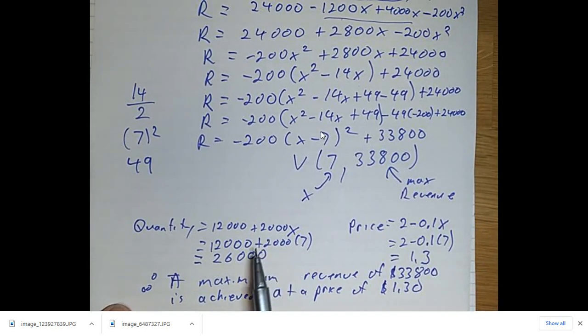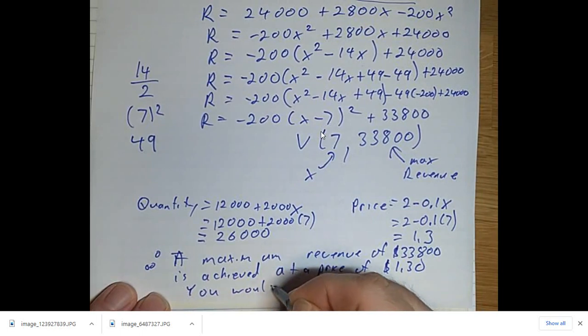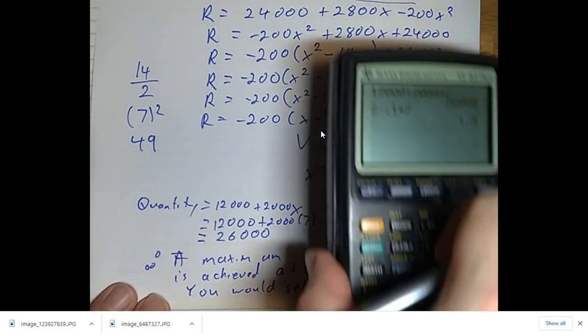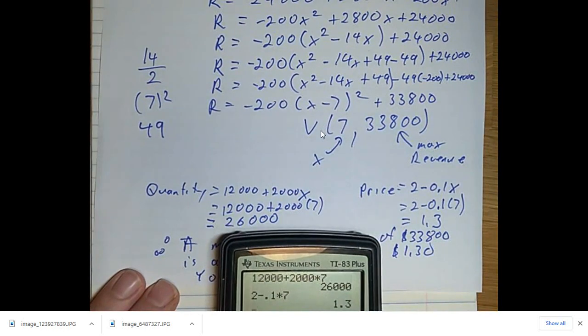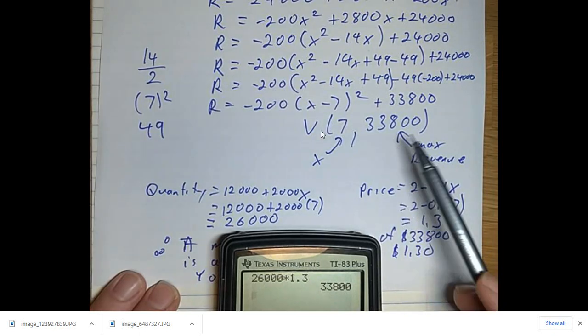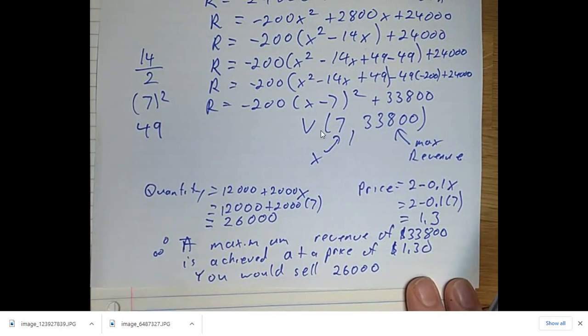Now, if you multiply these two numbers, you should get the maximum revenue. You would sell 26,000 decks of cards. Now, all I'm going to do is double check that. So if I go 26,000 and I multiply it by $1.30, I should get that 33,800 I got over here. So these two multiplied do give me that. You can do that as a check. And here's your final sentence. And I finished this last question.